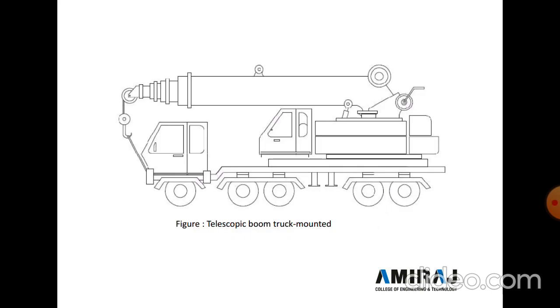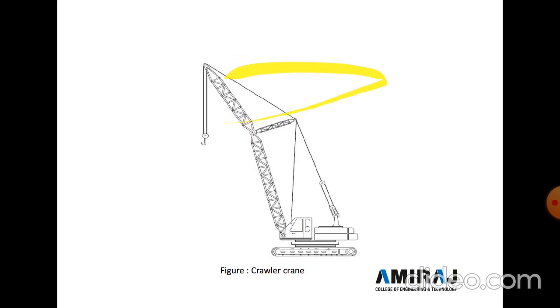Next is a telescopic boom truck mounted. So here the name indicates telescope. So here in a telescope, inner and outer circular hollow pipes move inside and outside. So it's a telescope, and boom truck mounted means here this crane is mounted on a truck.